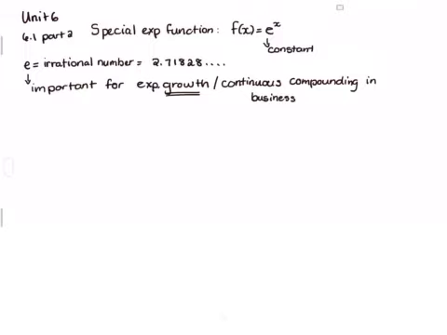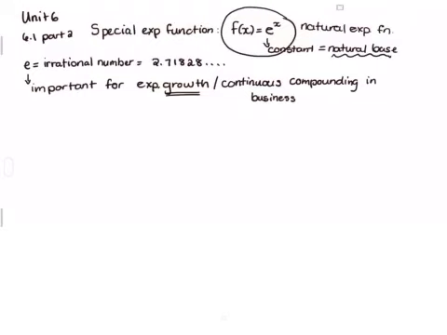Right, so e is called the natural base when you write it in the e to the x form. And the whole function is called the natural exponential function. Right, why the name is important, you'll see when we do logs how that works.